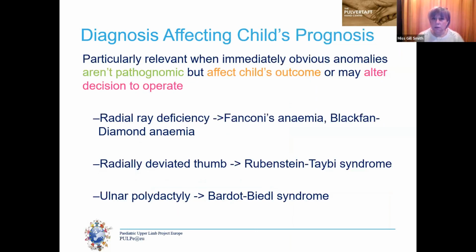And then, of course, there's the diagnosis that affects the child's prognosis. And this is particularly relevant when there's something that's immediately obvious, but not obviously pathognomonic, but it might affect how the child's going to do, or whether you're even going to operate at all. And classically, things like radial ray deficiency with Fanconi's anemia and Diamond-Blackfan anemia, or the radially deviated thumb, the hitchhiker's thumb as they call it, which is a classic Rubinstein-Taybi sign, or ulnar polydactyly if they've got Bardet-Biedl syndrome.